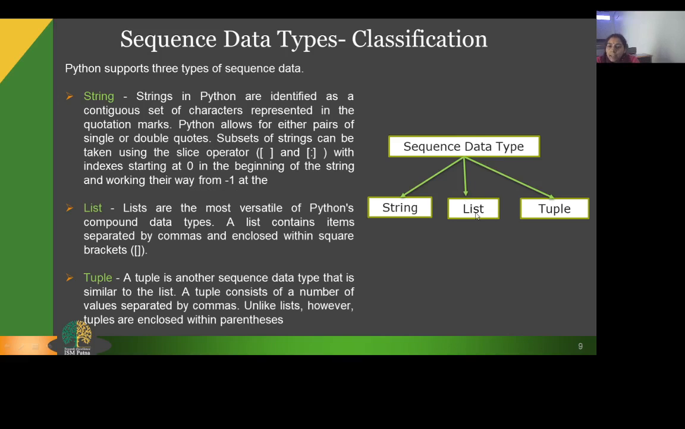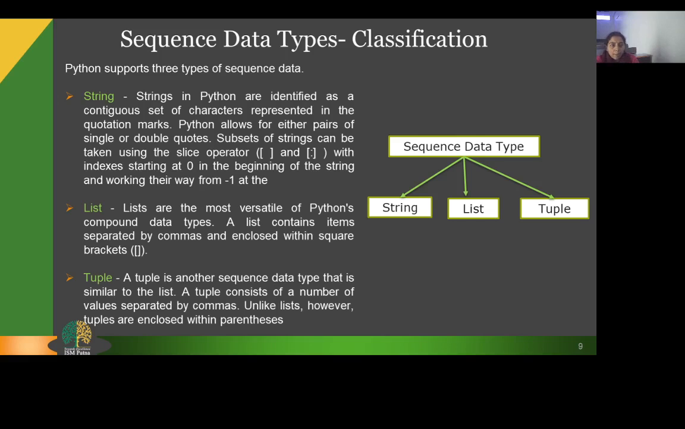Another data type is list. It is also a versatile data type of Python. It is a collection of different items in which all the items are enclosed within square brackets and separated by commas. Tuple is another sequence data type that is similar to the list. A tuple consists of a number of values separated by commas. Unlike lists, however, tuples are enclosed within parentheses. So, these are the different data types.